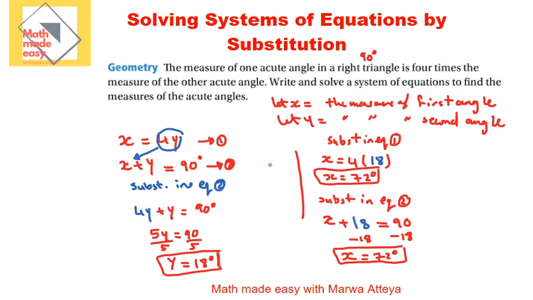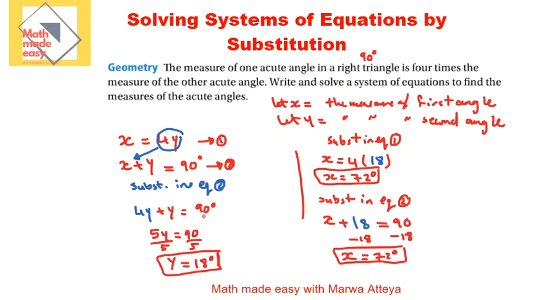So what do we do in this method, solving systems by substitution? You are going to use one equation and isolate the variable. In this case, we already have it isolated. Any variable, like I have x equal 4y. So I know the value of x in terms of y. I can remove x from the second equation and put its value. In this case, you will have an equation with one variable that you can solve.